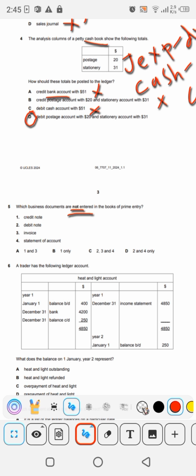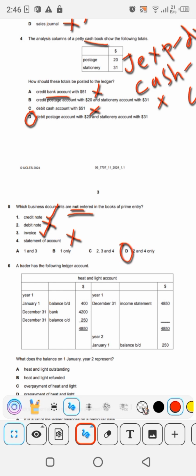Now moving on to question number 5, which business documents are not entered in the books of prime entry? Not entered. So credit note is entered because it tells you about sales returns, and debit note is not entered, invoice is entered, and statement of account is not entered. So 2 and 4 will be the correct answer.